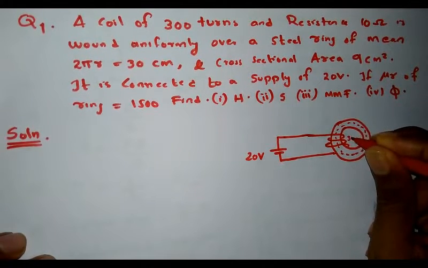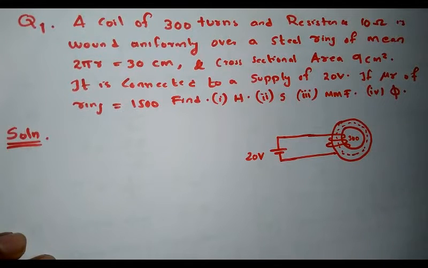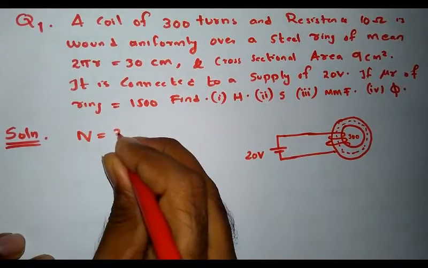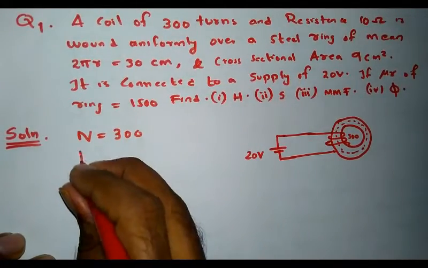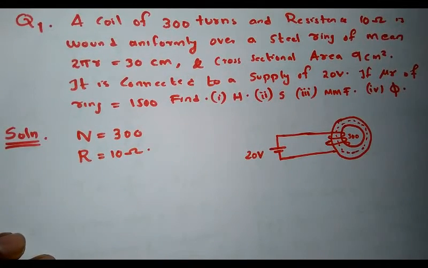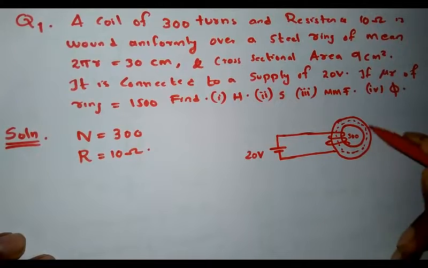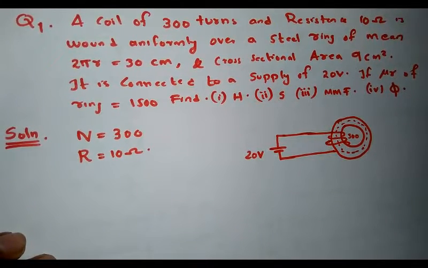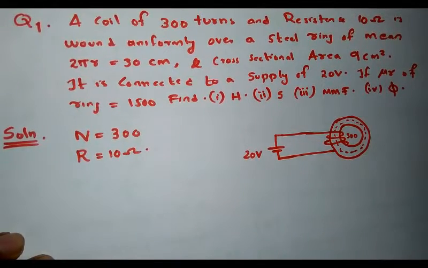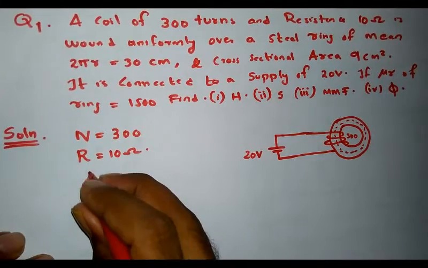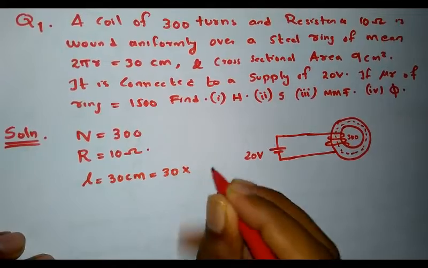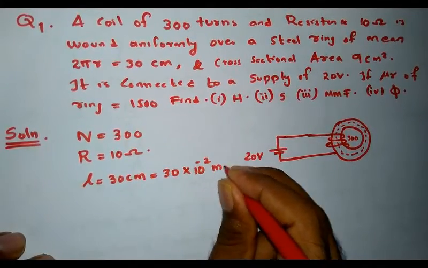Here the number of turns is equal to 300, and the other given parameters, let's write them down. The number of turns N is equal to 300 and the resistance of the coil R is equal to 10 ohm. Also the circumference of the steel ring, 2 pi r, is given as 30 centimeter. Here the circumference is the total length of our magnetic circuit. So I can represent length L is equal to 30 centimeter, that is equal to 30 into 10 to the power minus 2 meter.